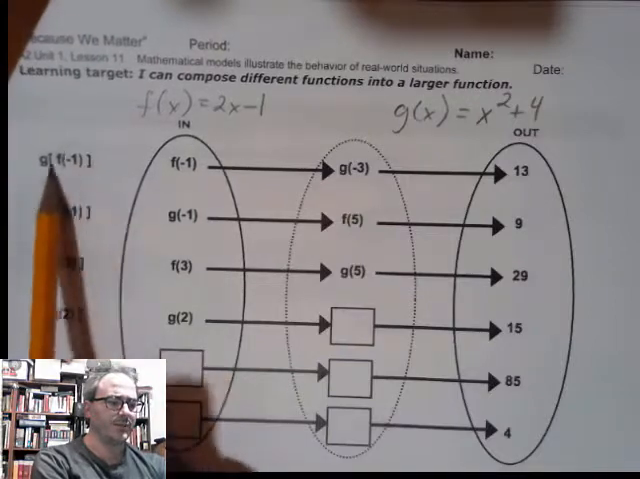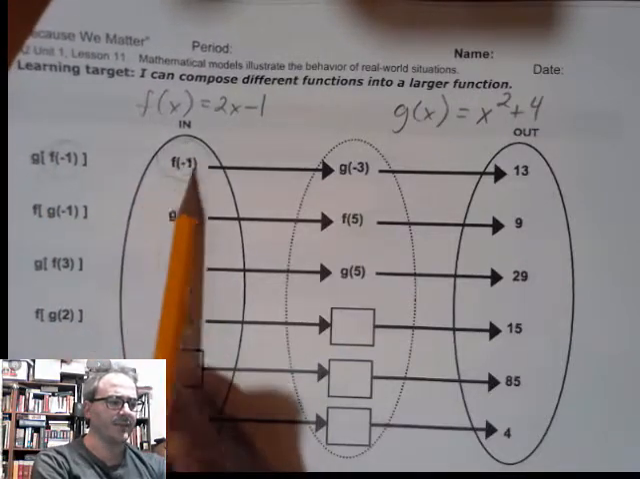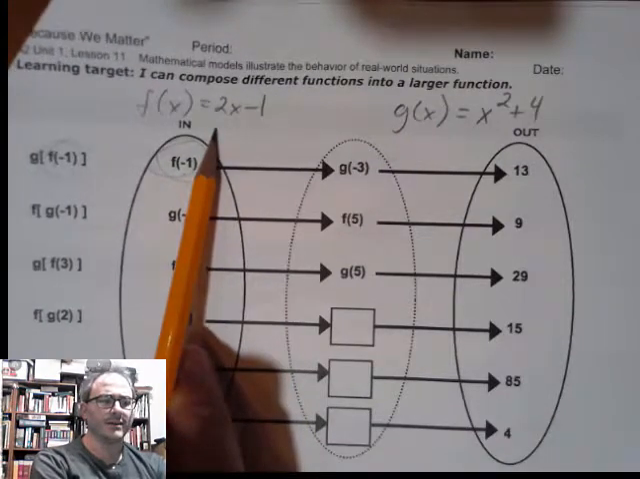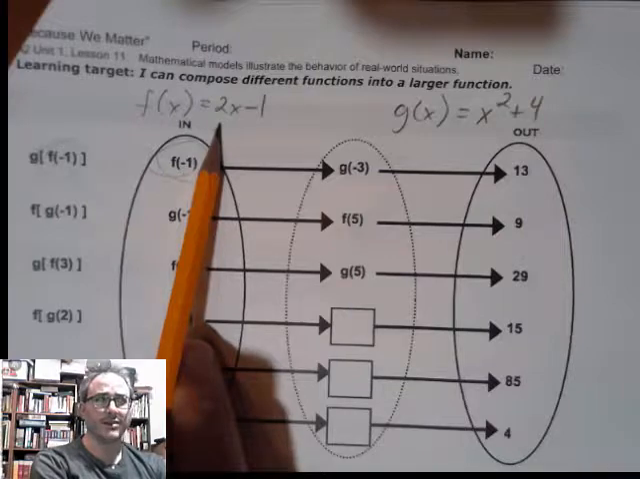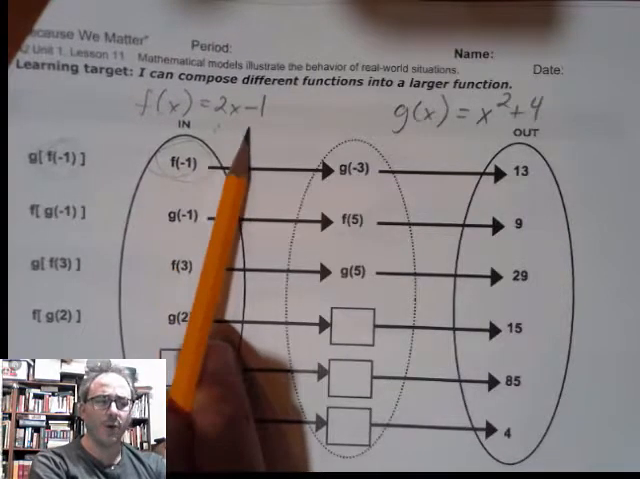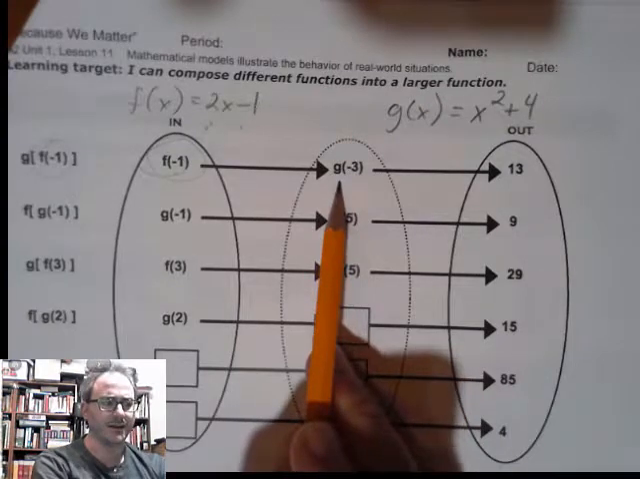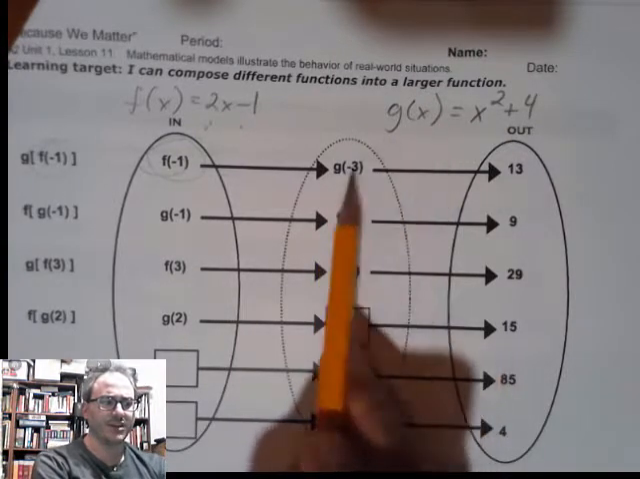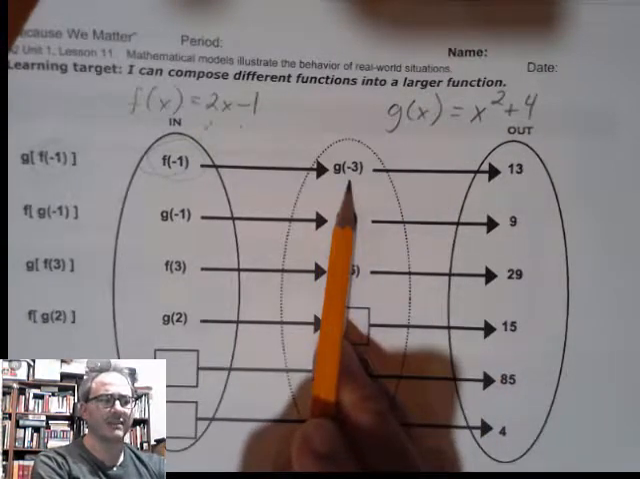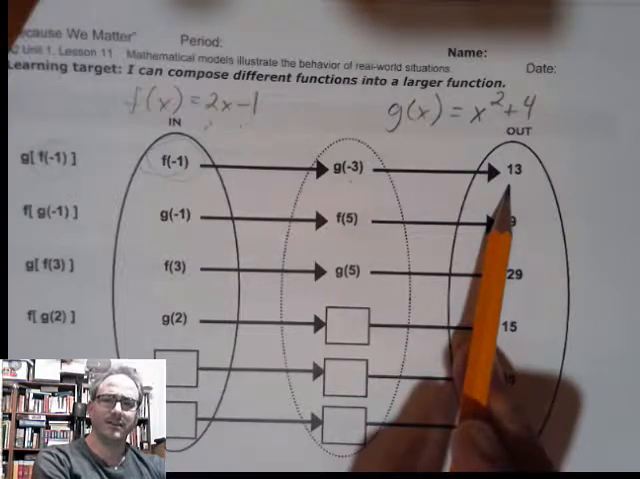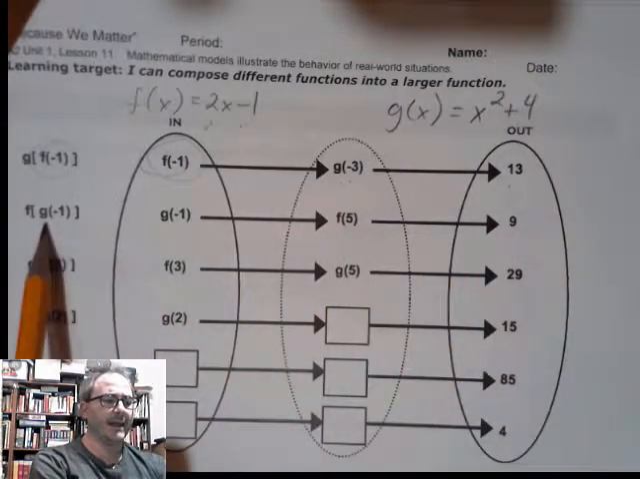So what I do is I have to break down the f of -1 first. If I plug -1 into the f of x, -1 times 2 is -2. -2 minus 1 is -3. So I have the g of -3 right here. I'm going to plug -3 into my g of x. -3 times -3 is 9. 9 plus 4 is 13. All right? Are we feeling that?